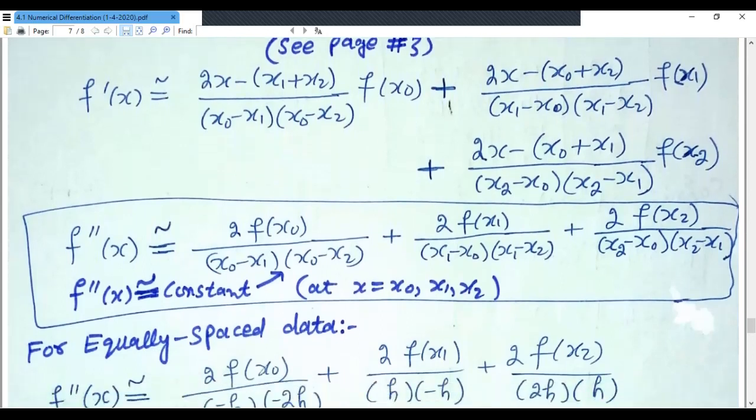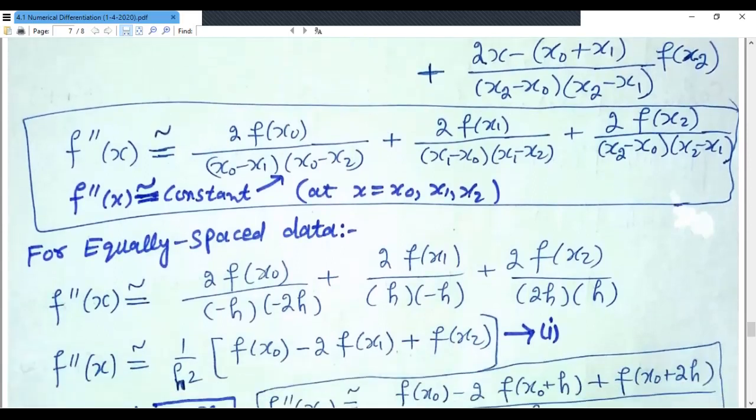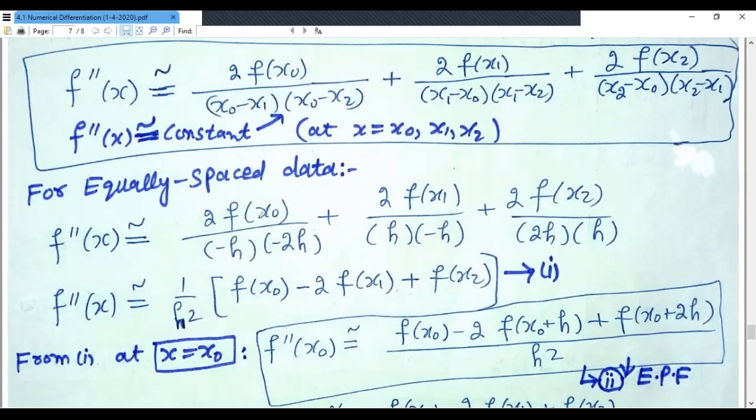What is the derivative of 2x? That is 2, and this is constant. Similarly, in each term we have 2 and the derivative of the constant is 0. So we have 2f of x naught, 2f of x1, 2f of x2 in the numerator, and the denominator is the same as in the above expression. As we know that f double dash of x is the constant given on the right hand side of this formula, we can put x equal to x naught, x1 or x2 to find the derivative at x naught, x1 or x2.